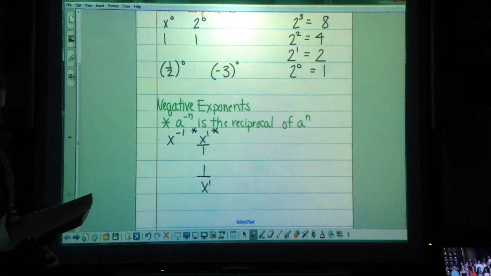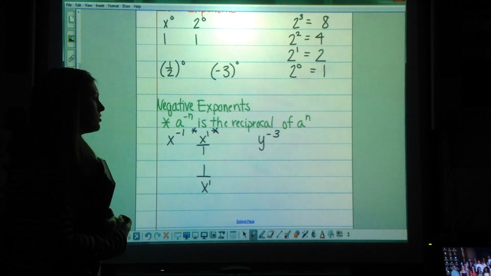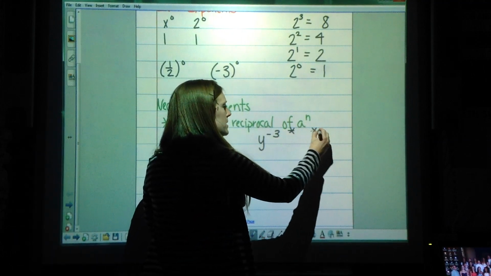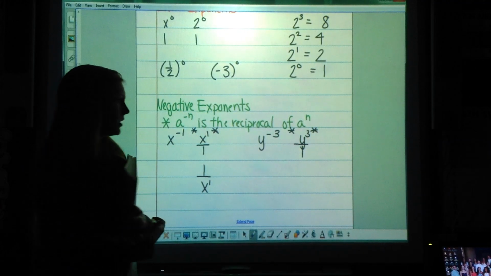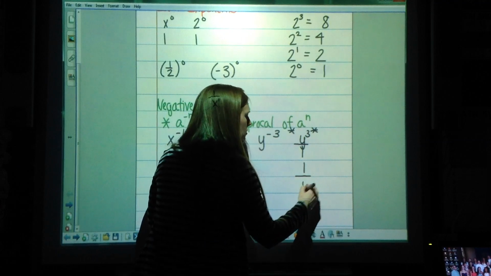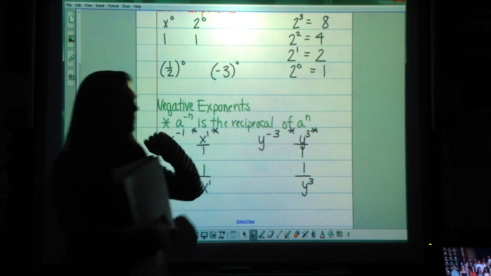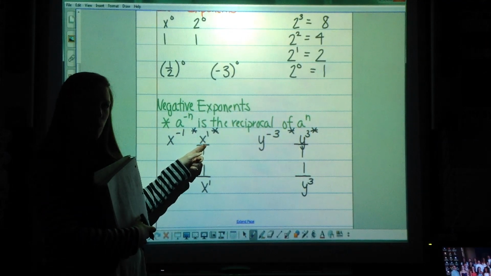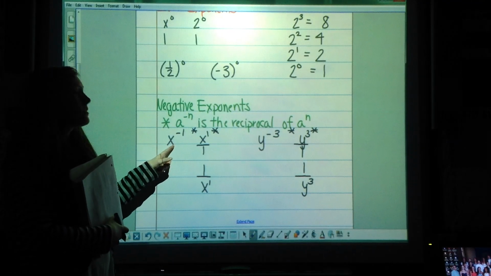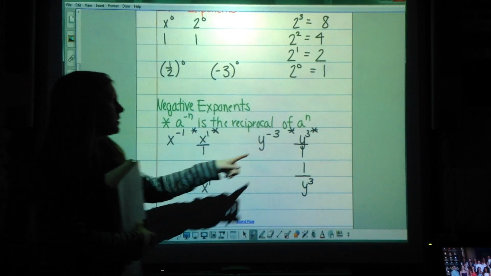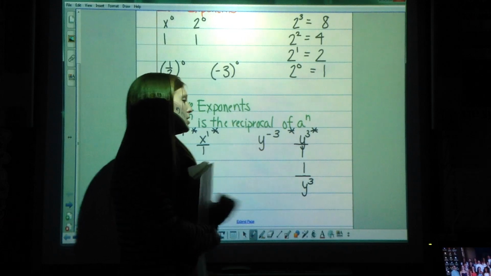Okay, let's try it again. y to the negative third. What you're doing is you're thinking, I'm going to take the reciprocal of y cubed. So the reciprocal of y cubed would be 1 over y cubed. Now this part right here where I'm putting the asterisk above it, do you have to show this? No. You should be able to look at this and say, okay, x to the first. The reciprocal of x to the first is 1 over x to the first. Here, I find the reciprocal of y cubed. The reciprocal of y cubed is 1 over y cubed.